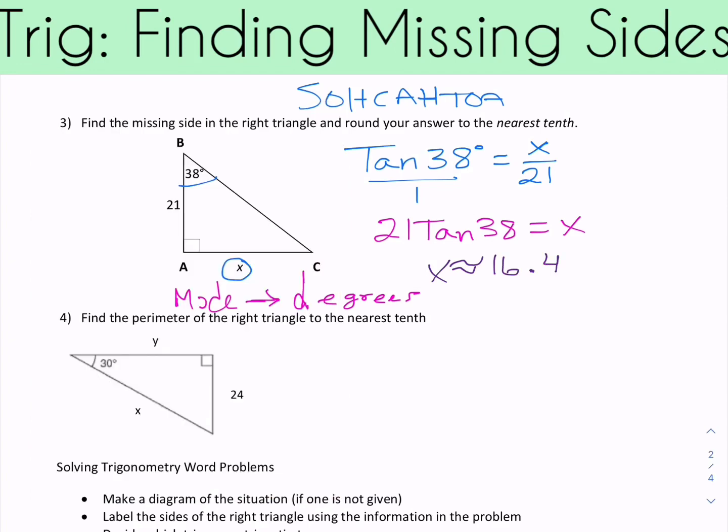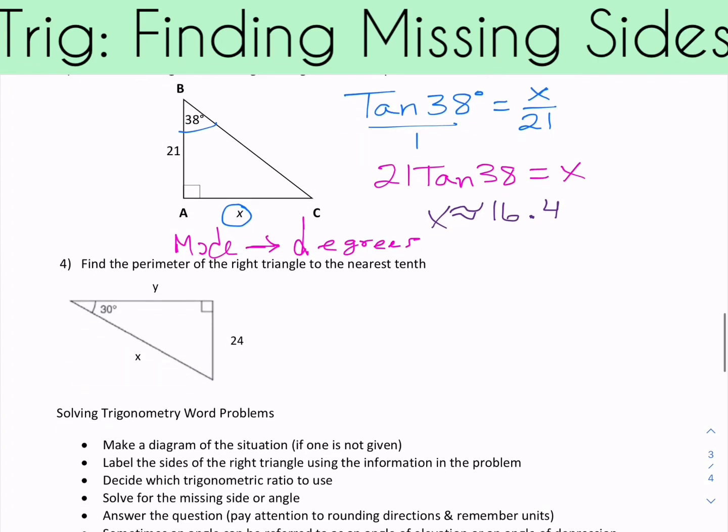All right, moving on to the next one, find the perimeter of the right triangle. So first let's solve for x here. If I solve for x, I need to know what trig ratio. So I'm going to reference this angle 30. I know the opposite side is 24 and the hypotenuse is x. So that's a sine function. So the sine of 30 is equal to the opposite over the hypotenuse.